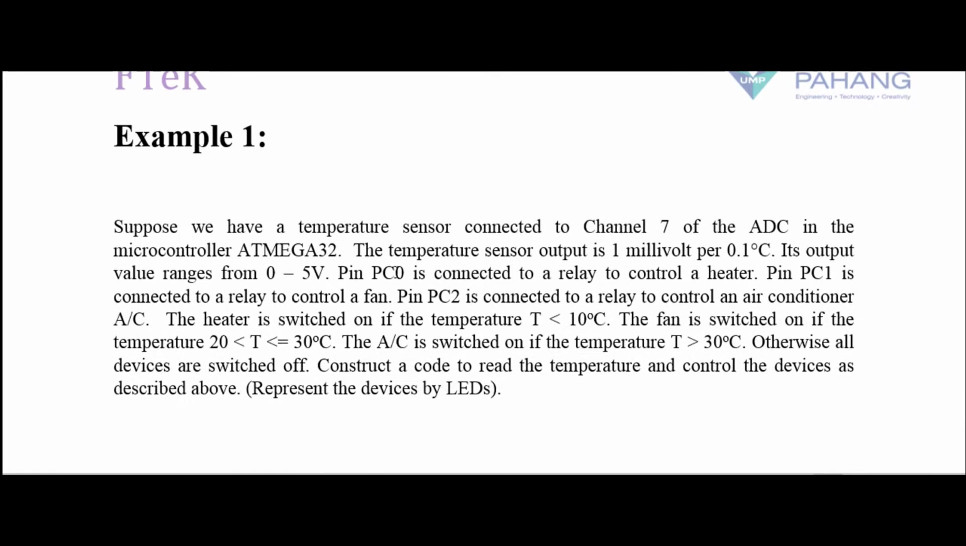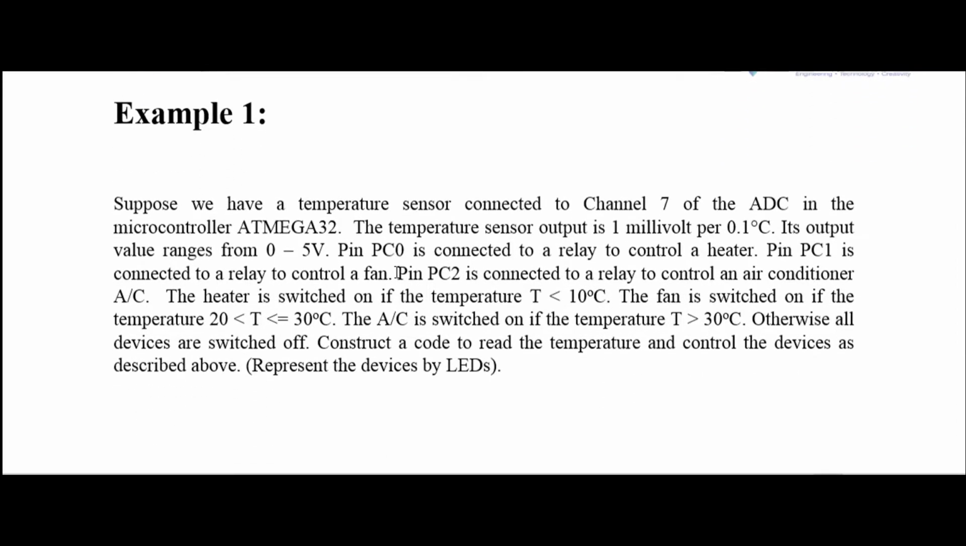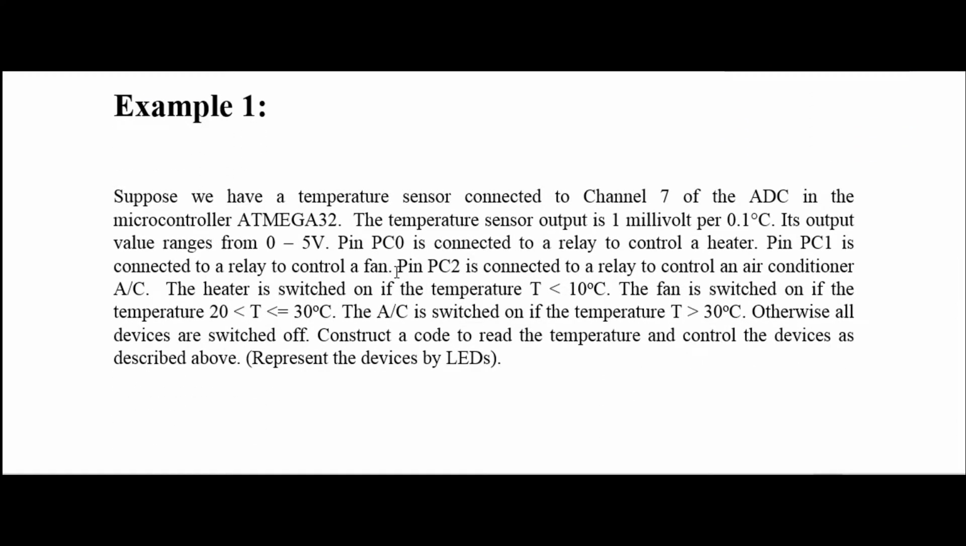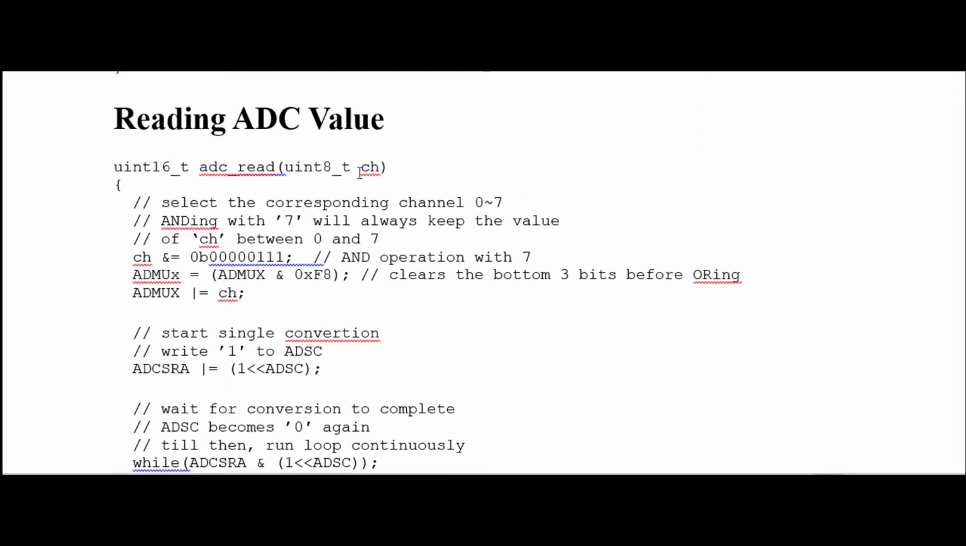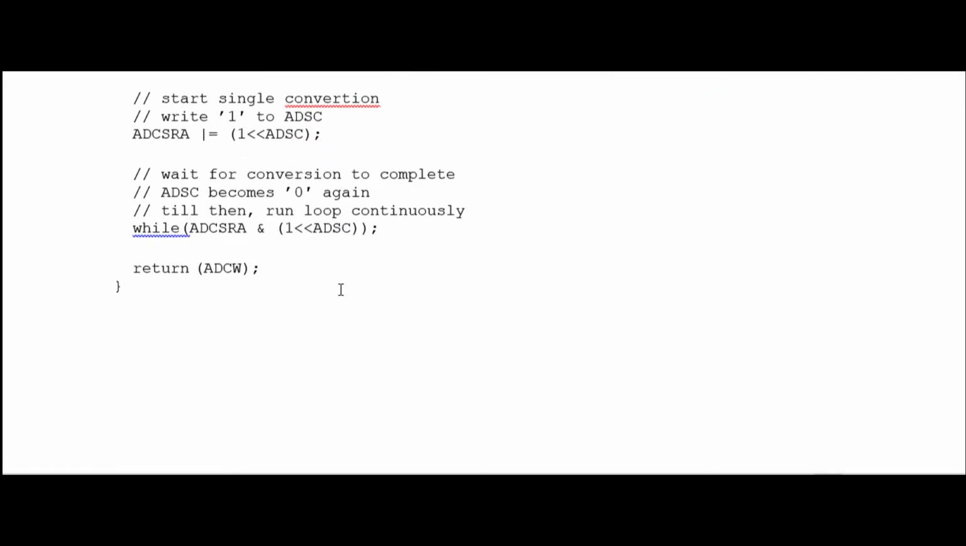So let's start now the example 1. Suppose we have a temperature sensor connected to channel 7. So channel 7 will be passed to this function. Here we pass 7. 7 is 111, so here 111 will be ORed with ADMUX. This will choose channel 7 as input.